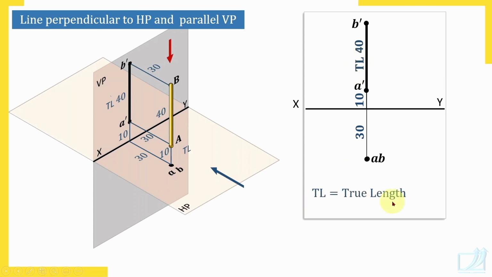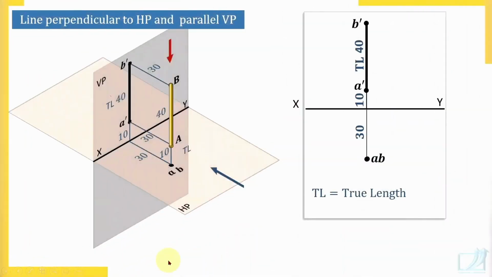Okay, TL means true length of the line. So here we have mentioned a TL, and TL is nothing but true length of the line. Now watch this drawing carefully, and whatever is our observation, let's write it in words.